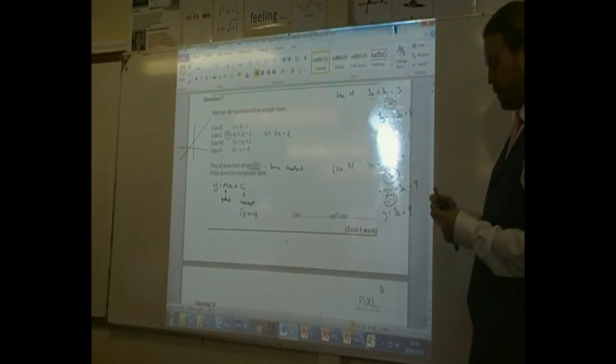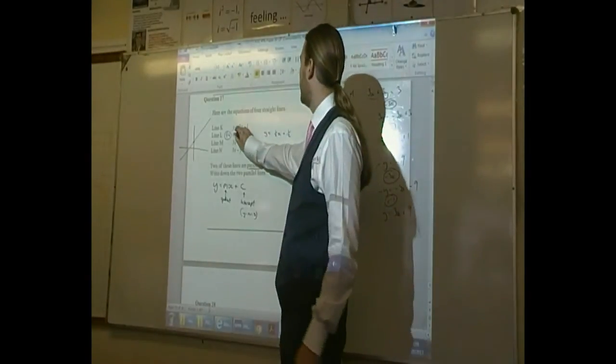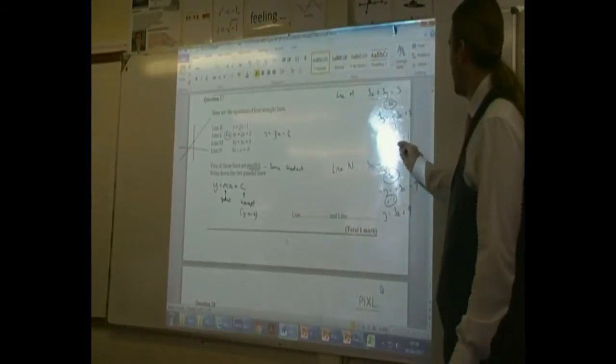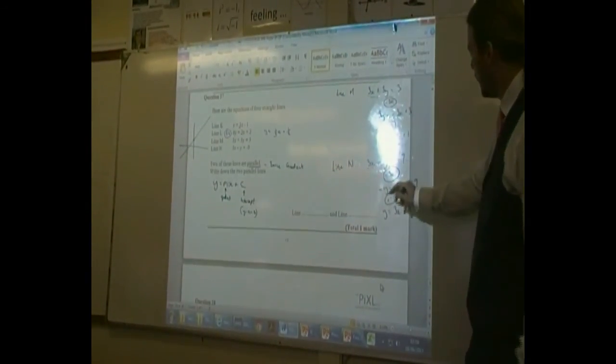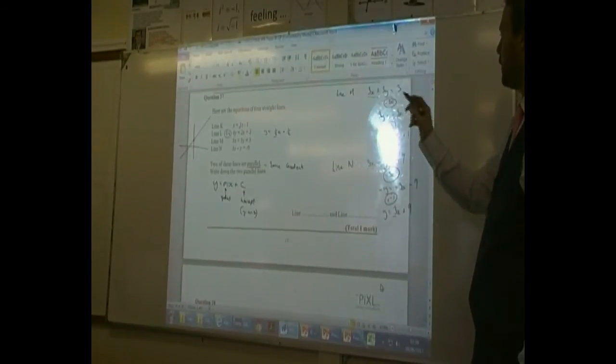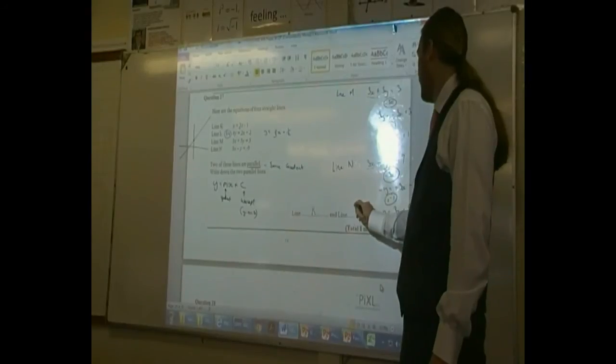Now I'm going to identify the gradients in each one. So the gradient in the first one is 3. The gradient in the second one is a half. The gradient in the third one is minus 1. And the gradient in the fourth one is 3. So which two are the same? The first one and the last one. So line K and line N.